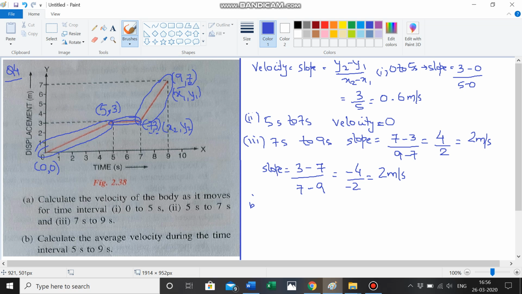Now let's look at part 2 of the question. Average velocity during the time 5 to 9, which means between these two time periods. Average velocity is given by total displacement upon total time. Since it's between 5 second to 9 second, my time is 4 seconds, and displacement between this time to this time is 7 minus 3, which is 4. So the average velocity is 4 upon 4, which is 1 meter per second.